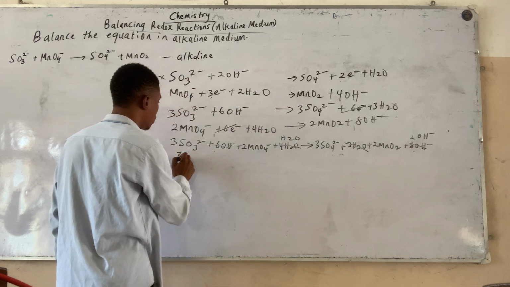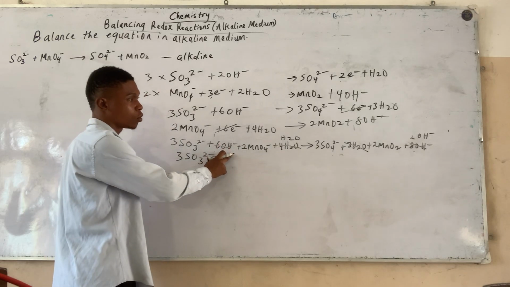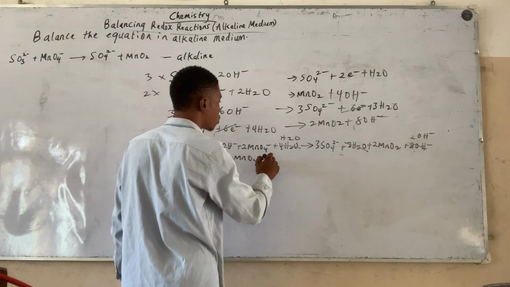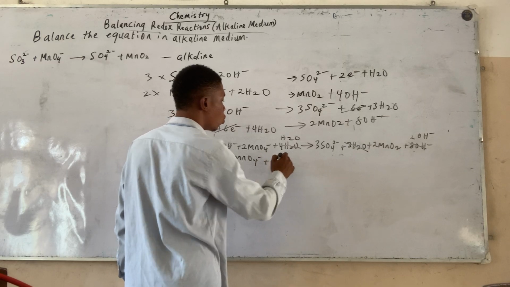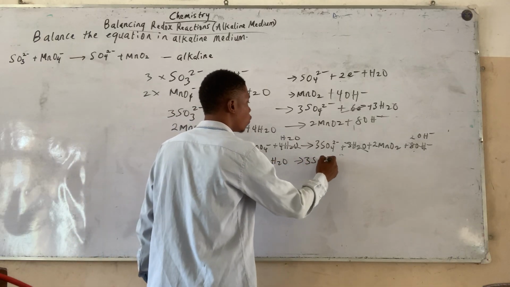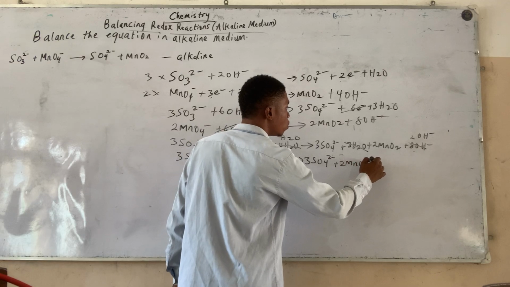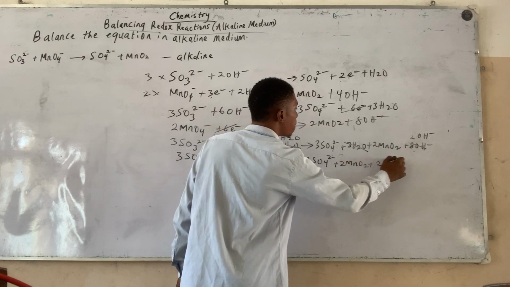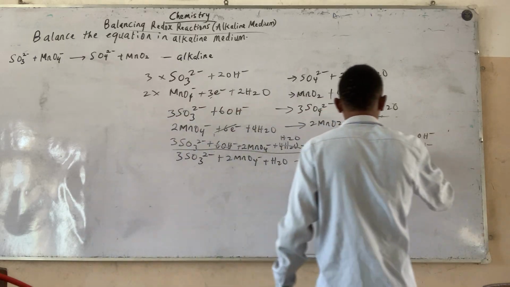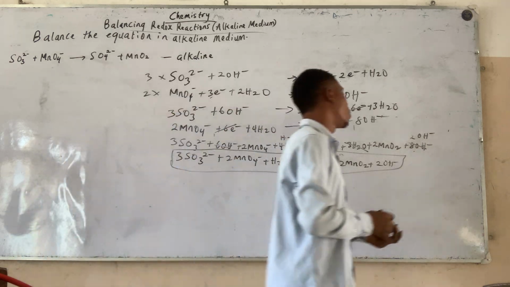We are having 3SO3 2 minus plus, this has been cancelled out totally. So plus 2MnO4 minus plus H2O, then giving us 3SO4 2 minus plus 2MnO2 plus 2OH minus. So this is a balanced redox reaction here. It's as simple as this.